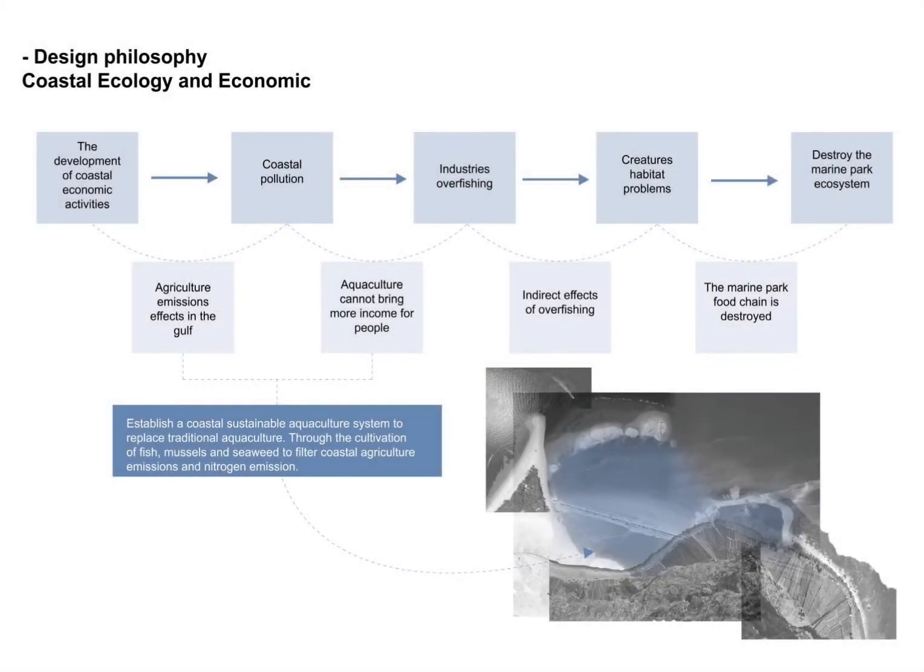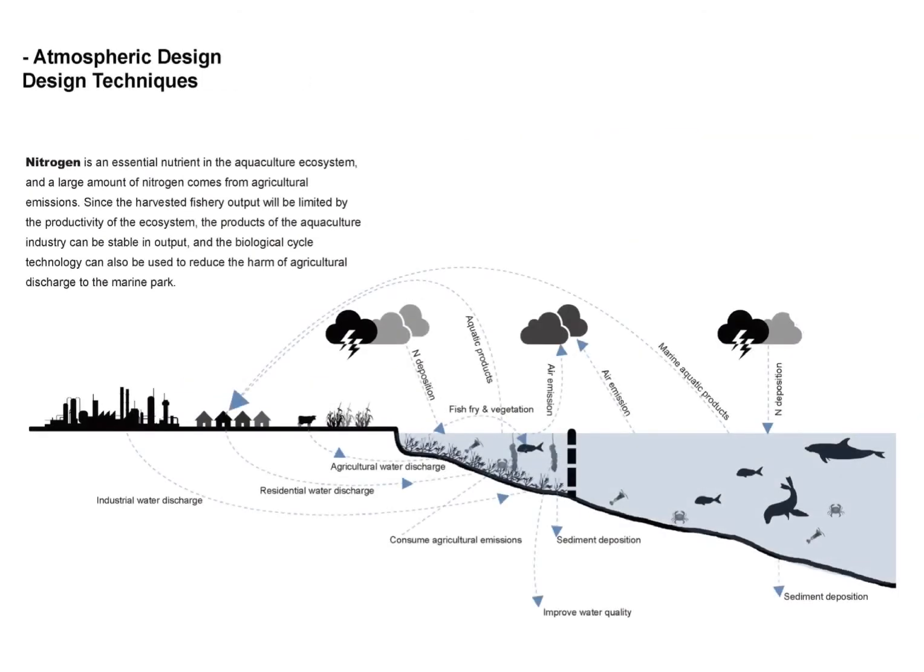So I want to establish a coastal sustainable aquaculture system to replace traditional aquaculture, through the cultivation of fish, mussels, and seaweed to filter coastal aquaculture emission and nitrogen emission. Nitrogen is an essential nutrient in the aquaculture ecosystem, and a large amount of nitrogen comes from aquaculture emission, and biological circle technology can be used to reduce the harm of aquaculture discharge to the marine park.